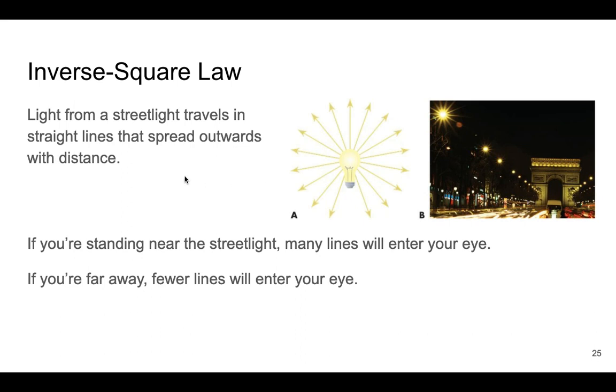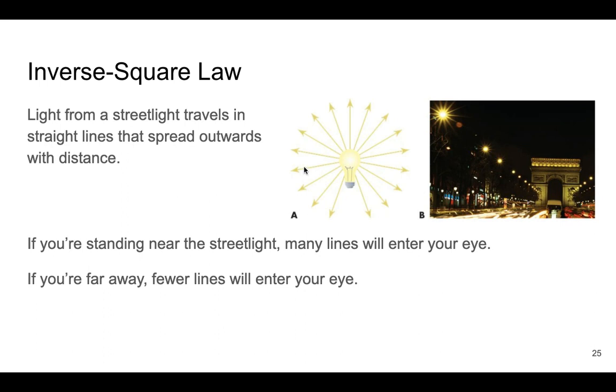Back to the inverse square law. So light spreads out in all directions. This is a very two-dimensional kind of drawing, but it's actually spreading out in 3 dimensions. So if you think, this is helpful that I made the big cursor. If you're standing near the streetlight, imagine this cursor is kind of the size of your eyeball.